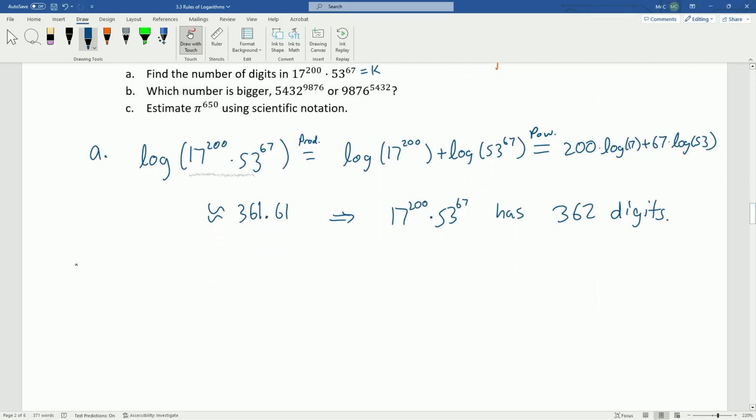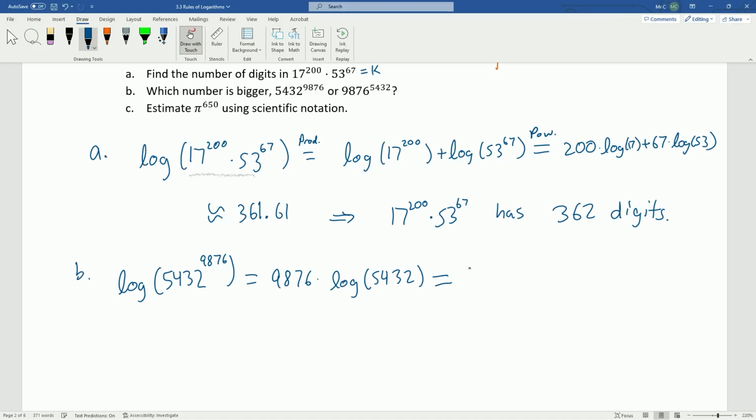All right, which number is bigger? 5,432 to the 9,876 power, or 9,876 to the 5,432 power? Well, if we know the number of digits that each of these has, then we'll know which one is bigger, right? So here we can just start by taking log of 5,432 to the 9,876. I'll apply my power property. That's 9,876 times log of 5,432. And now this is something my calculator can handle.